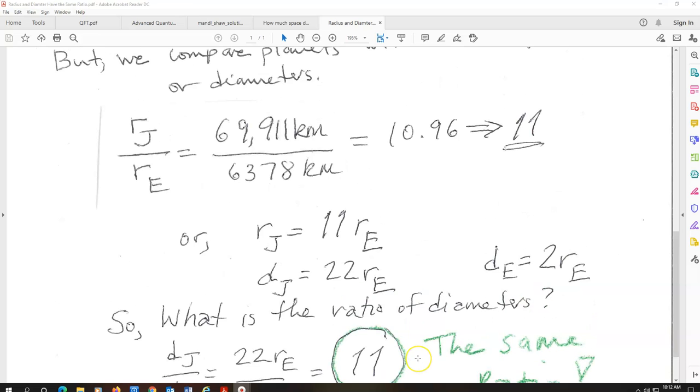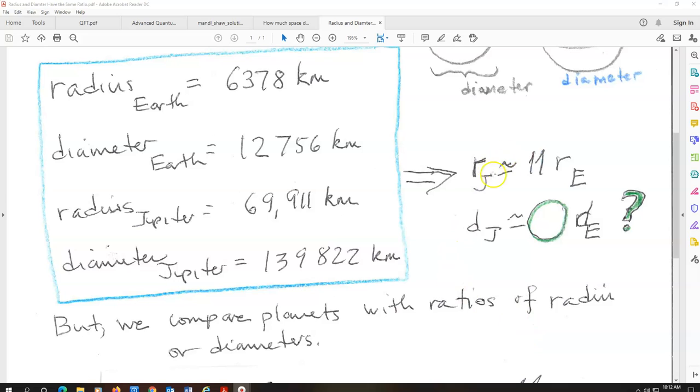So I can say that Jupiter is 11 times bigger than the Earth. It doesn't matter whether I'm saying radius or diameter. Pardon me, I'll get it right here.